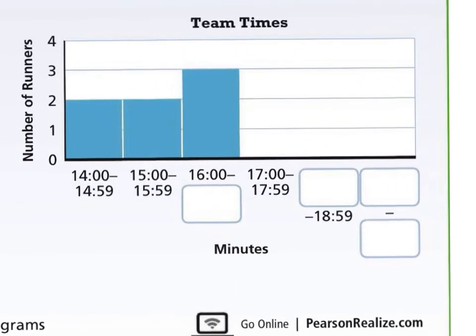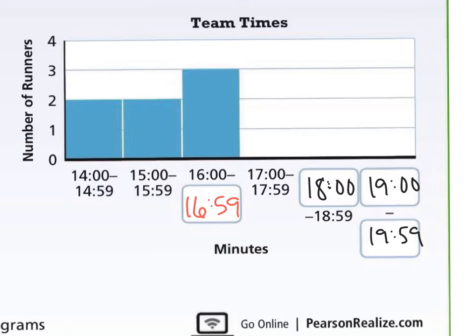So if we filled this out, this interval would be 16 minutes to 16:59. Then they've got 17 to 17:59. So the next one would start at 18 minutes. Notice there's no overlaps between these times and there's no gaps in between. Okay, and then our last interval: 19 minutes to 19 minutes 59 seconds would be our last interval.